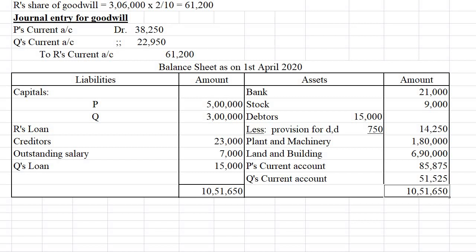I hope all of you understood this. You can try to solve this question once again. Okay, and find out the similar question from your reference book and solve it. Okay, thank you.